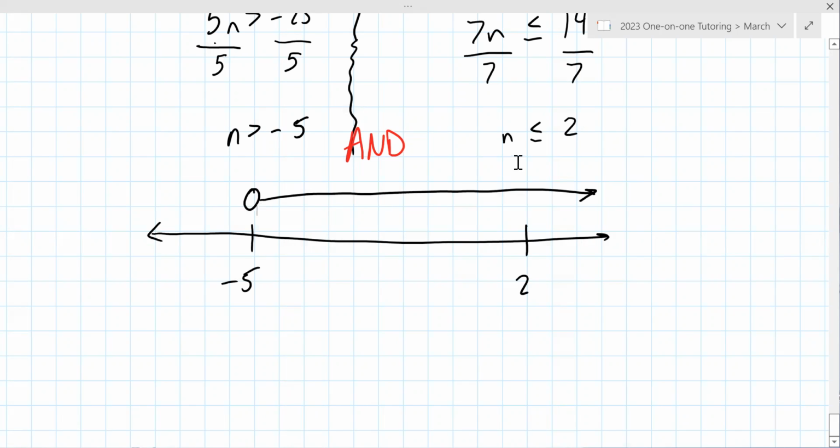Okay, I sense some hesitation there. We'll try to address that here. N less than or equal to 2 means start at 2 and go to the left forever. So you're not liking these inequalities. Okay, we need to address that because that's an important part of this.